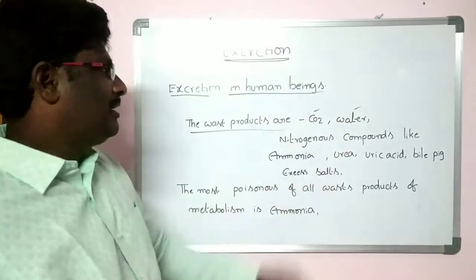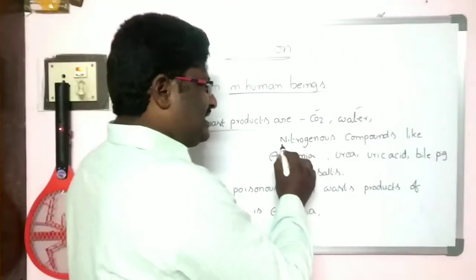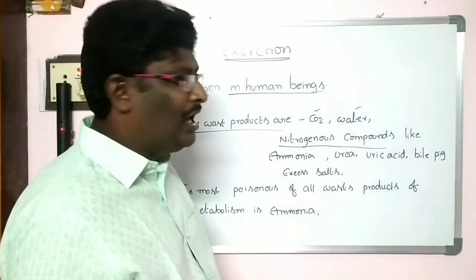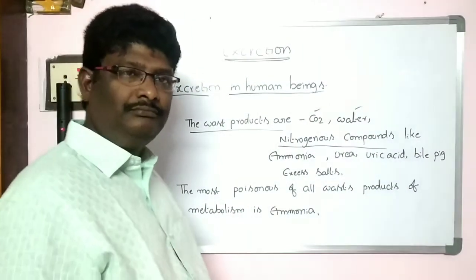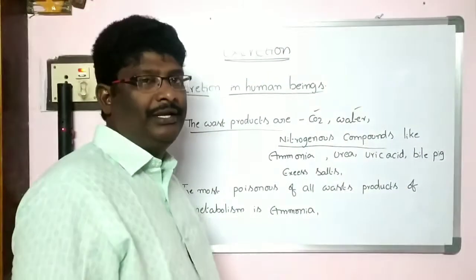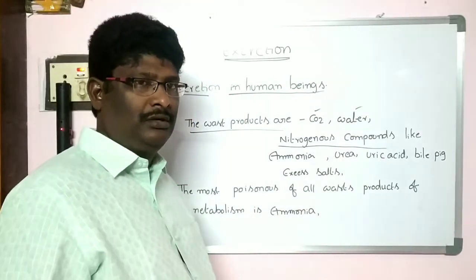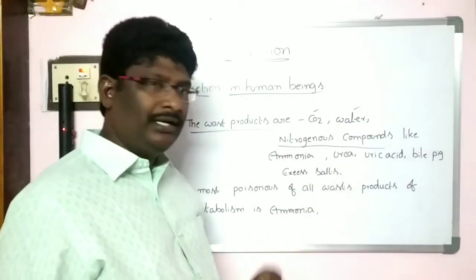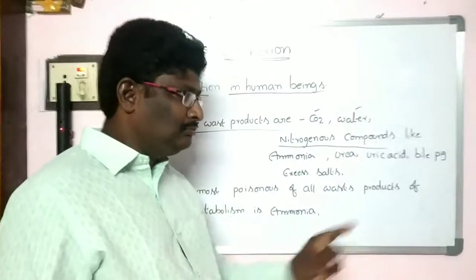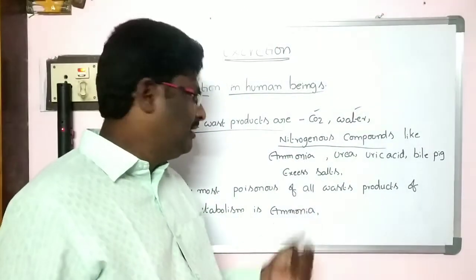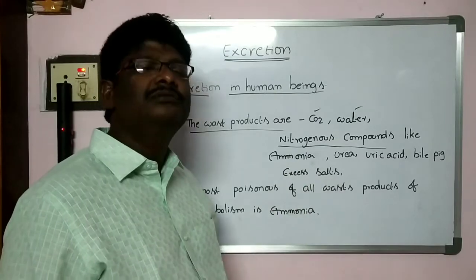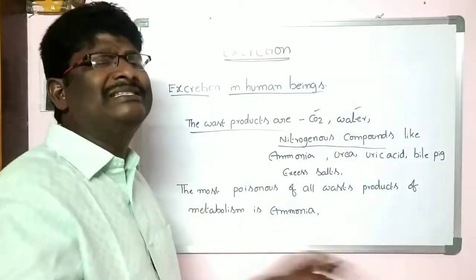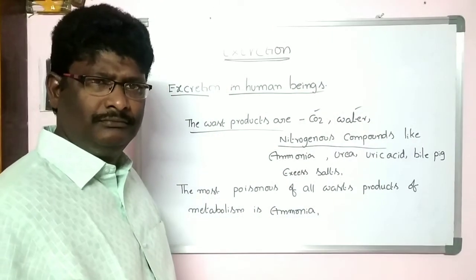Is it right? Water. And also nitrogenous compounds, నత్రజని సంబంధిత వ్యర్థ పదార్థాలు. They are called nitrogenous compounds. They should not be in our body. They should be sent out. What are the nitrogenous compounds? Like ammonia, urea, uric acid, bile pigments, and excess amount of salts. These all are nitrogenous waste materials. They should be sent out from our body.